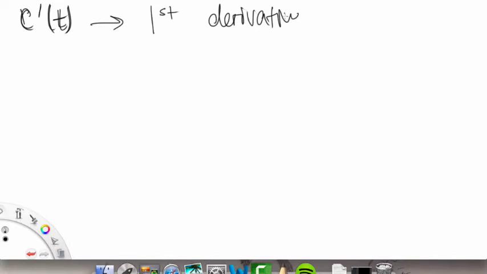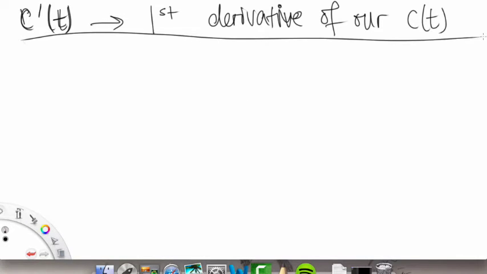Okay, one final concept I'd like to cover is c prime of t, the first derivative of our parametrization, which I'll call c of t. So for this, let's say we have a curve. Okay, so here's curve c of t.